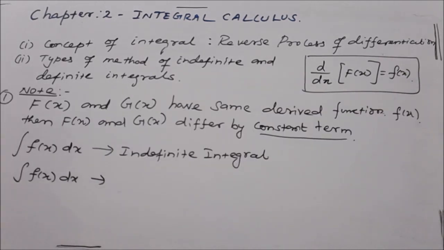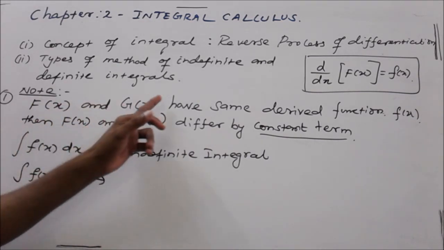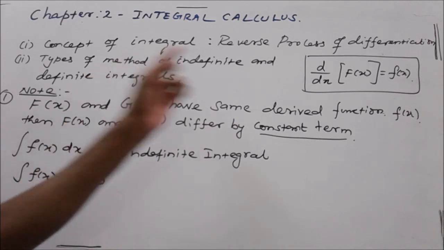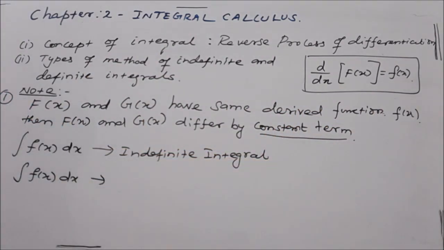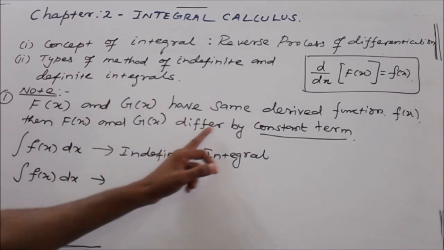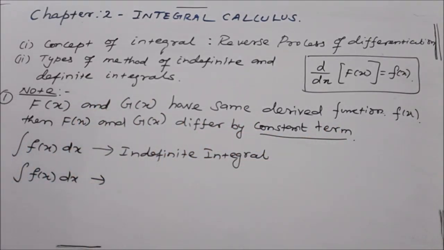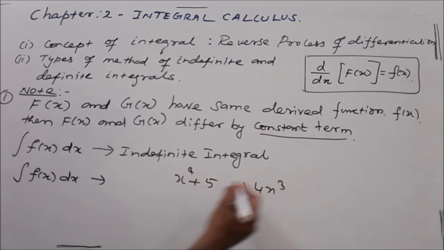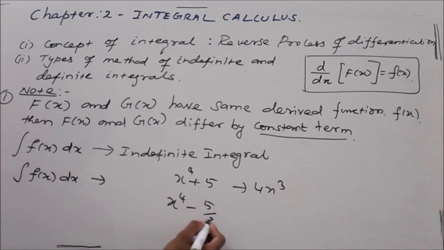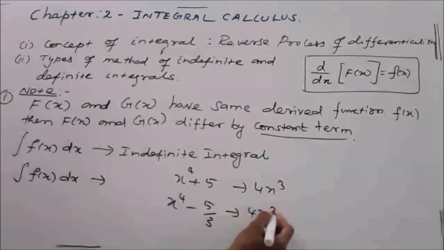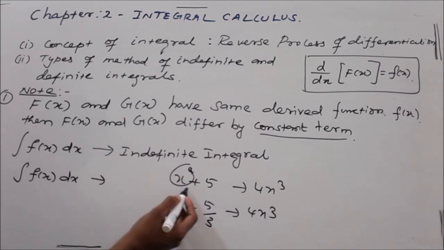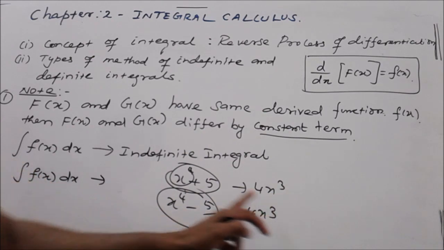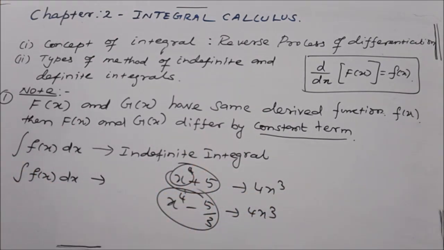Some notes here. If capital F of x and g of x have the same derived function, these are two primitive functions. They have the same derived function, so f of x and g of x differ by a constant term only, because x power 4 plus 5 yields 4x cube as derivative, and x power 4 minus 5 by 3 also yields 4x cube as derivative. So this function is f of x, this function is g of x. Both of their derivatives are equal, then they differ only by a constant. That is the first note.